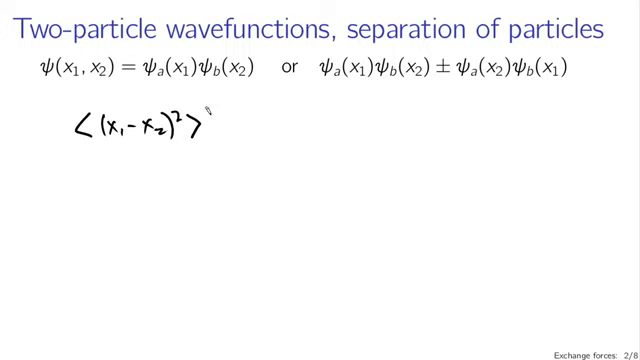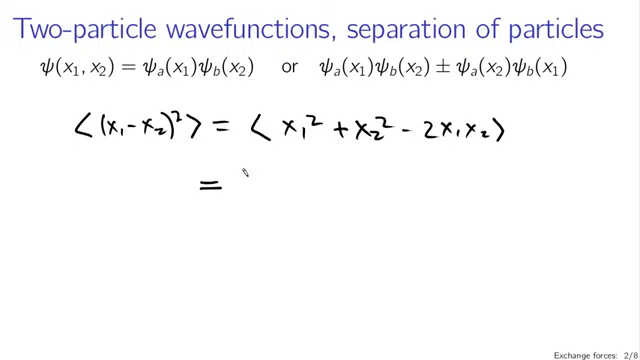This is an expected value. First of all, you can expand it out: x1 squared plus x2 squared minus 2 x1 x2. And these are the terms that we're going to be working with. The expectation of the sum is the sum of the expectations. This is a property from statistics, if nothing else. So this gives us the expected value of x1 squared plus the expected value of x2 squared minus twice the expected value of the product x1 x2.